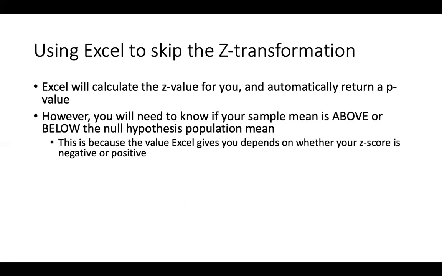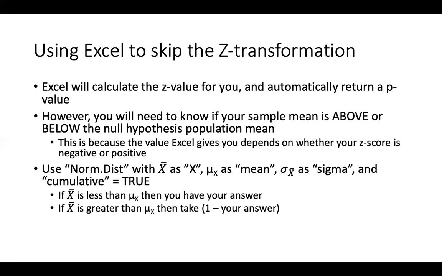The first thing, though, that you need to be able to do, just like last time, is return a p-value. What we're going to want to know is the probability, either one-tailed or two-tailed, of getting our sample result if the null hypothesis is true. To properly do this in Excel, you first need to ask yourself, is the sample mean that I have, X bar, greater than or less than the mu, the null hypothesis mean?